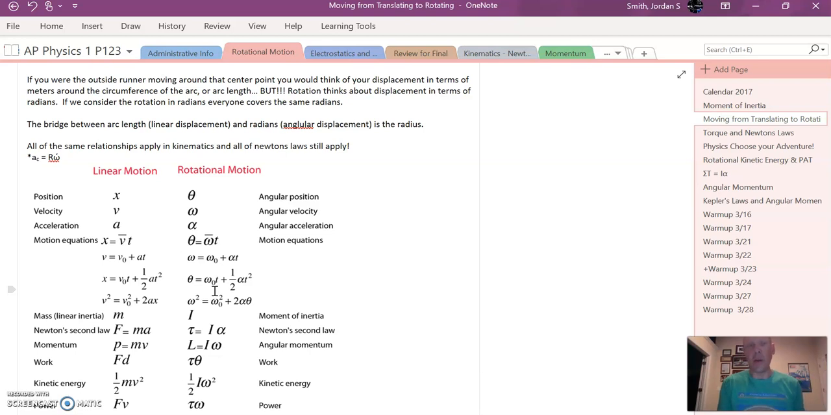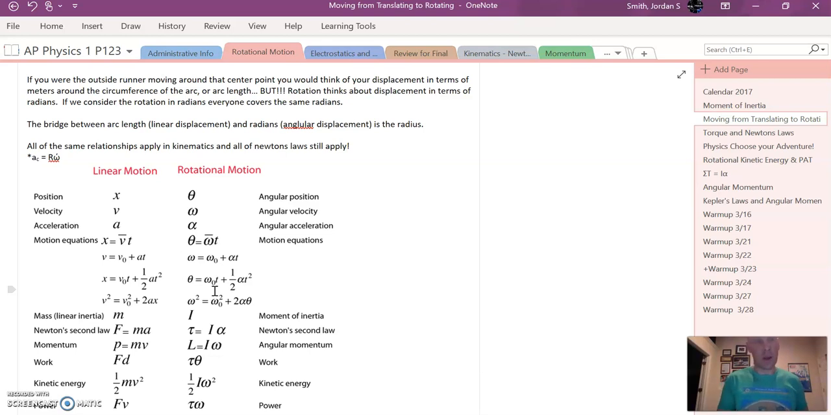Right. So as long as you have an object that is rotating without slipping, you can use these equations to get back and forth between linear displacement, linear velocity, linear acceleration, and angular position, angular velocity, and angular acceleration.